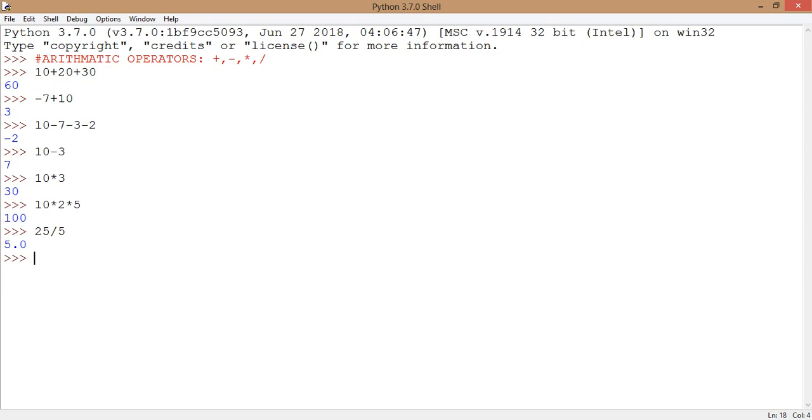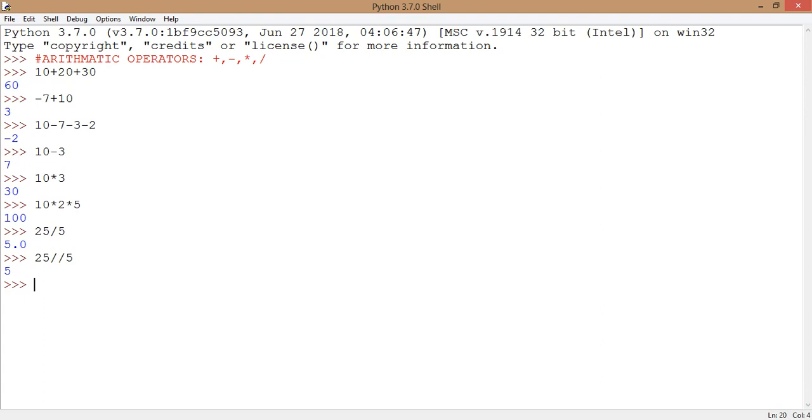What if I want the number in integer? What I will do is I'll simply write a double slash between the numbers. 25 double slash 5. I'll get the answer 5. So double slash is also called integer division. In some cases where you want the answer in integer, you have to use the double slash between the numbers.